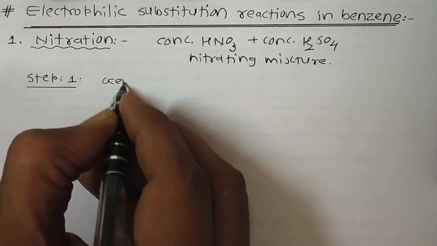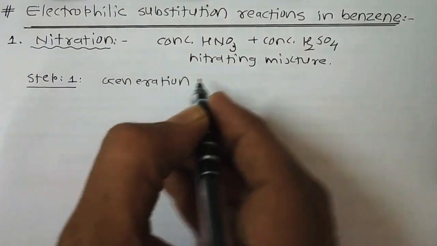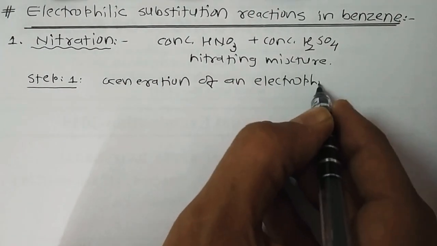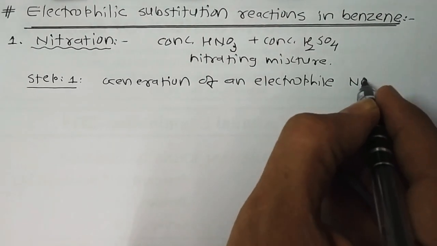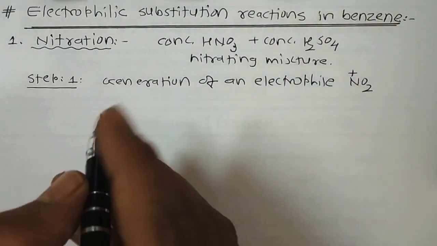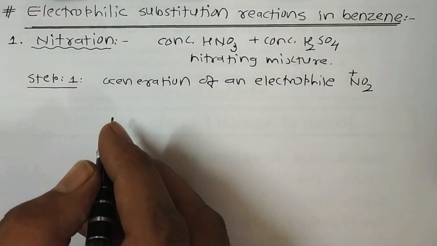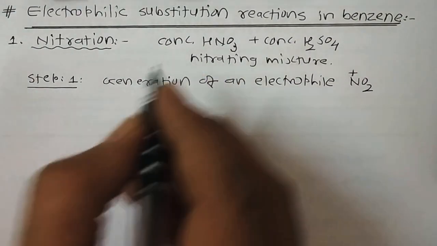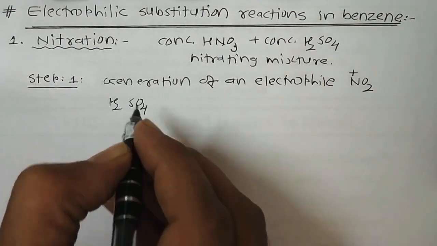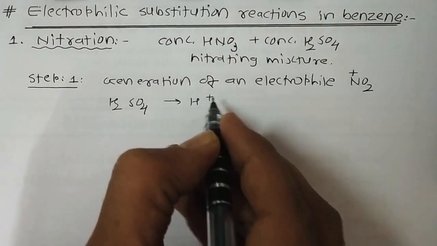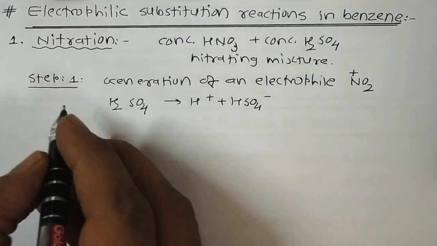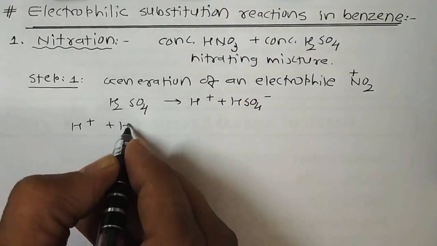Generation of an electrophile, for example here in this case NO2 plus. So how is this NO2 plus generated? In the presence of concentrated H2SO4, HNO3 acts as a base. As we know, H2SO4 self-ionizes into two portions, H plus and HSO4 minus. Now this H plus reacts with HNO3.